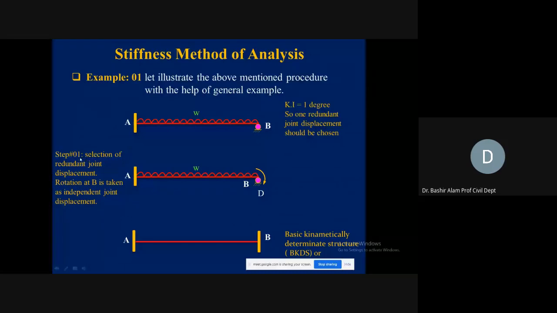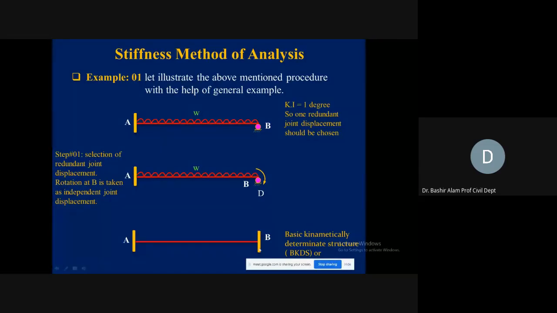So in step 1, we make the selection of the redundant joint displacement. Rotation at B is taken as the independent joint displacement. Now, how can we make this kinematically determinate? The only way is to provide a fixed support here. The support already stops the translation in the vertical direction, and because of this member, the horizontal direction as well. Only rotation was free, so we are preventing only this rotation.